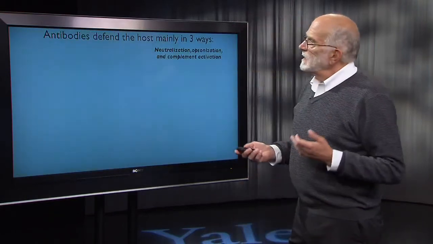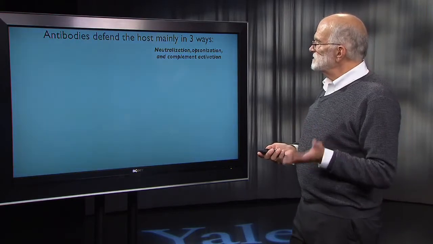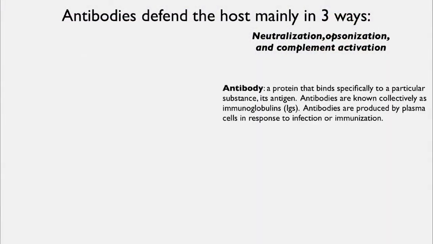So, antibodies defend the host mainly in three ways. They neutralize it, they opsonize it, or they activate complement. An antibody is a protein that binds specifically to a substance, which is its antigen, and they are known collectively as immunoglobulins. Antibodies are produced by plasma cells in response to infection or to immunization. So either an infection or a vaccine will eventually result in the production of antibody.